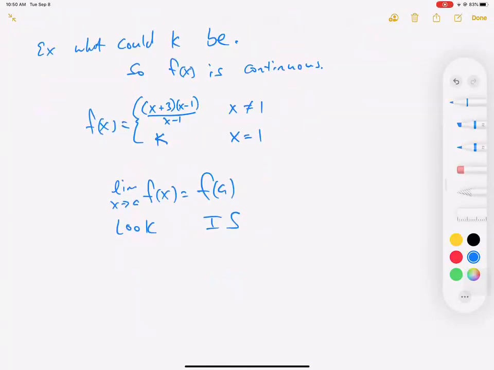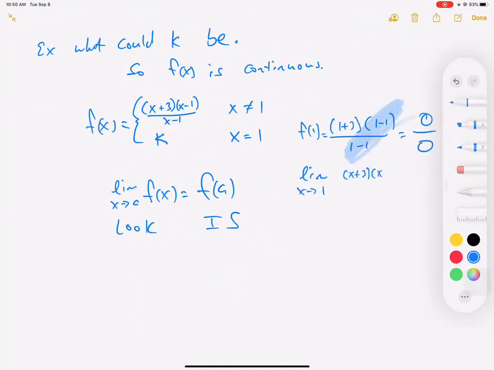So what does the graph look like at 1? Well, let's plug it in. f at 1, which is not really there, but we're going to plug it in: 1 plus 3 times 1 minus 1 over 1 minus 1. That's 0 over 0, indeterminate. Some of you are screaming at me, Mr. Koh, you should have gotten rid of these beforehand. Okay, so the limit as x approaches 1 of x plus 3 times x minus 1 over x minus 1, those should have divided out. This gives us 4, because 1 plus 3 is 4.